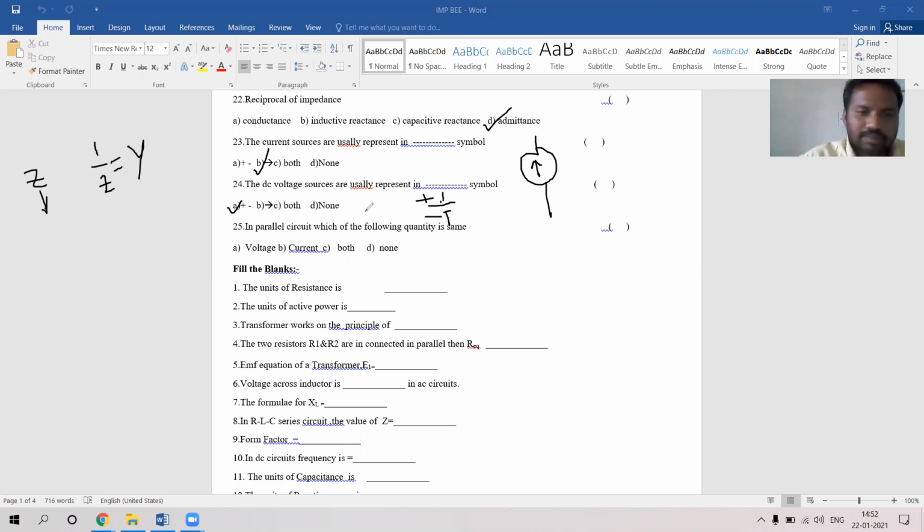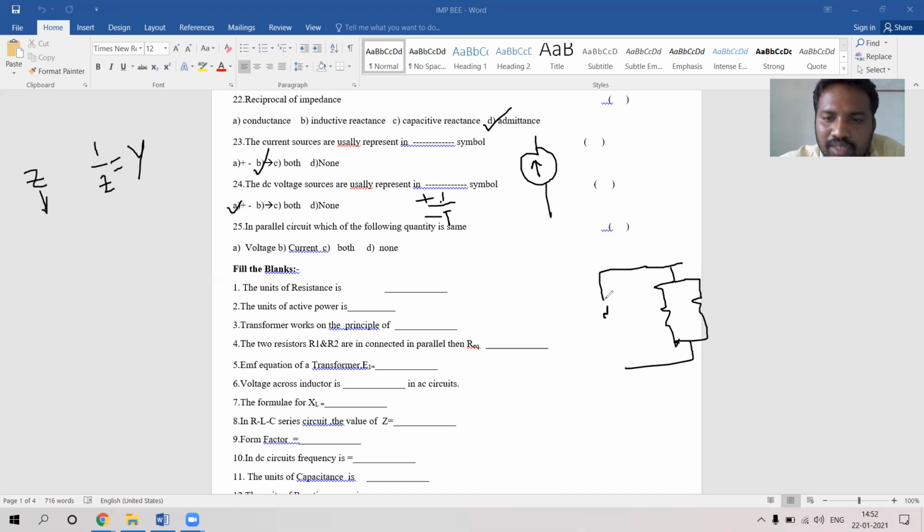Coming to question number 25. In a parallel circuit, which quantity is the same? Just now we already discussed this for the series circuit. What about the parallel circuit? If we see, there will be resistors. These resistors are excited with one AC or DC voltage. Because of this excitation, current starts flowing.